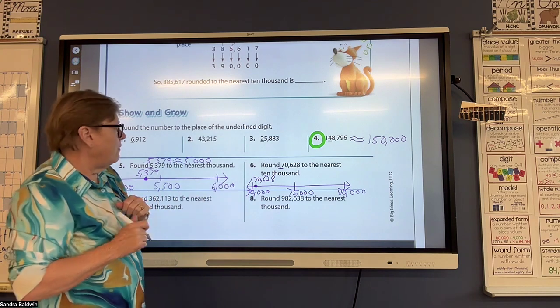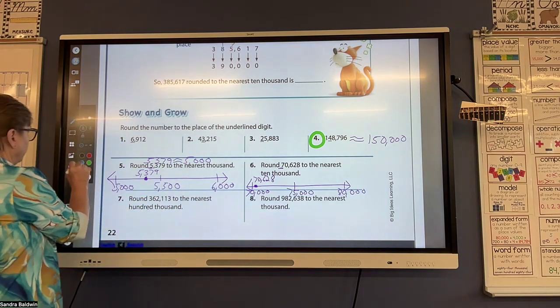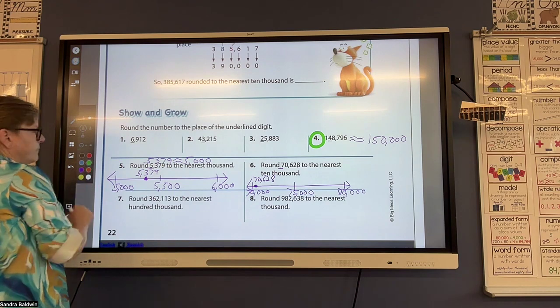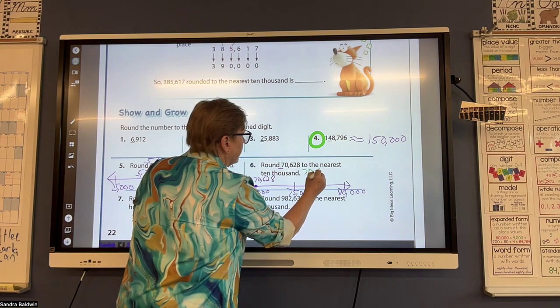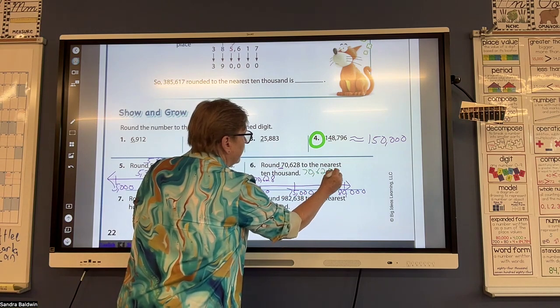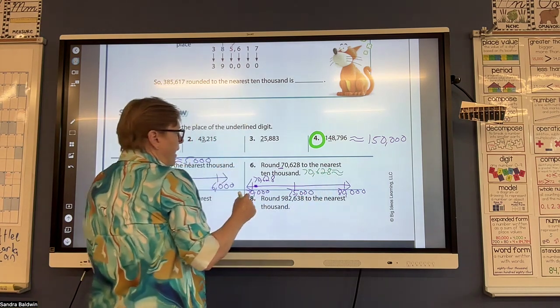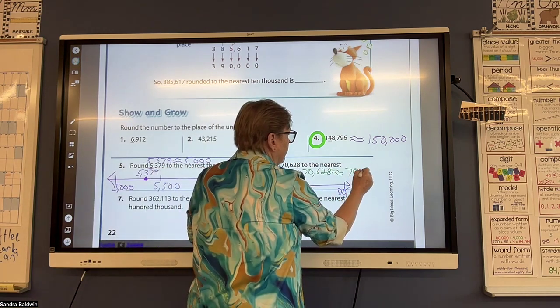So I know that, I'll change colors here, 70,628 rounds to, or is about 70,000.